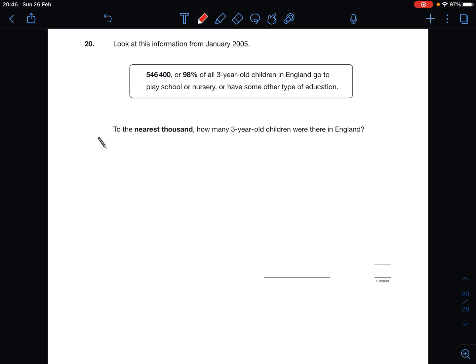So to the nearest 1,000, how many 3-year-old children were there in England? Well, we're told that 546,400, or 98%, so these are the same thing, okay? So 98% of all 3-year-old children go to that. So this once again is, I'm going to do 546,400 divided by 0.98 to figure out how many children there originally was.